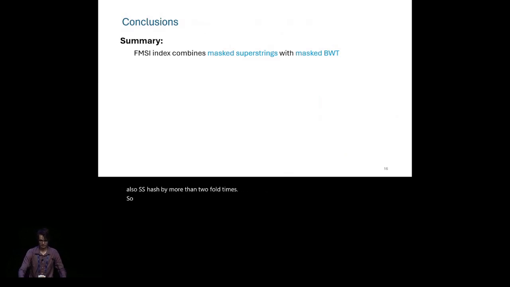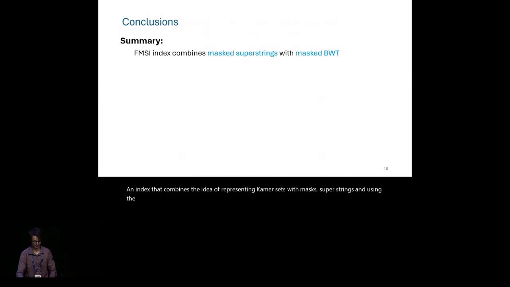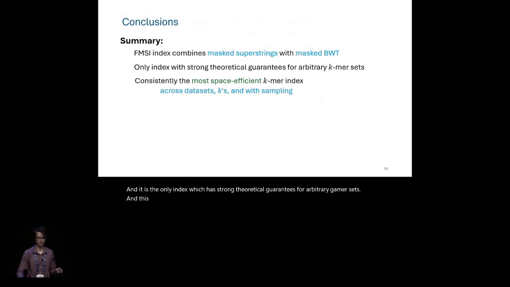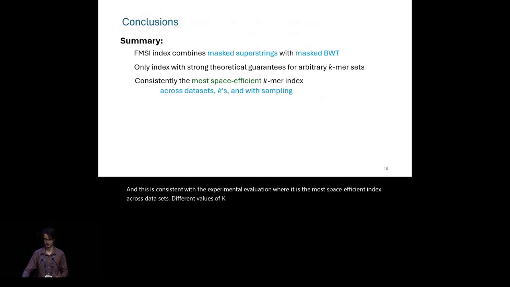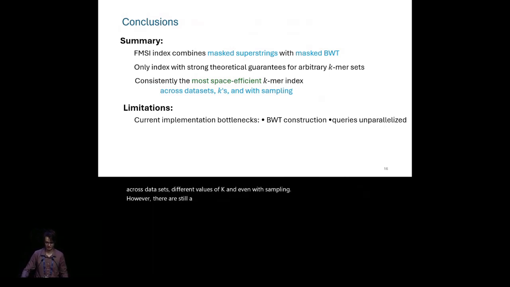So to conclude, we built an index that combines the idea of representing k-mer sets with masked superstrings and using the Masked Burrows-Wheeler Transform. And it is the only index which has strong theoretical guarantees for arbitrary k-mer sets. And this is consistent with the experimental evaluation, where it is the most space efficient index across data sets, different values of k, and even with sampling. However, there are still a few limitations of this.